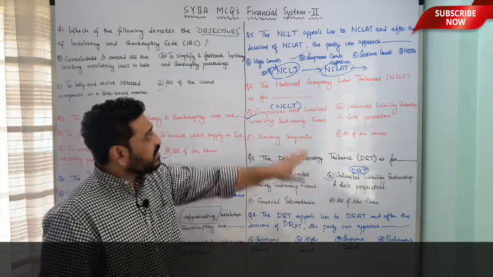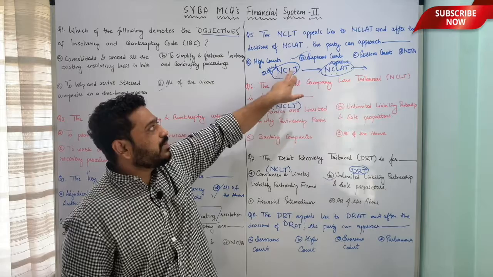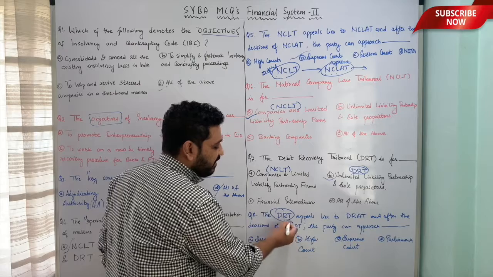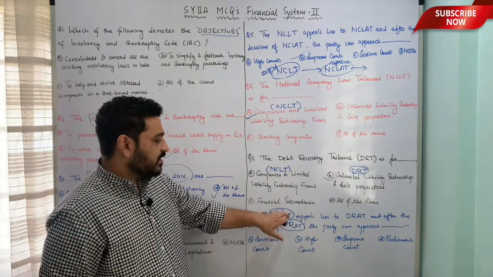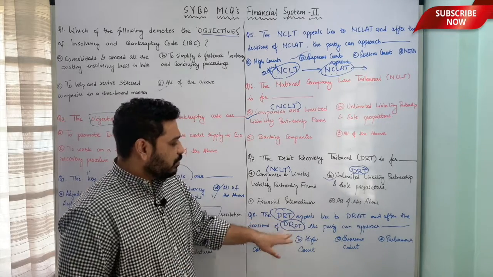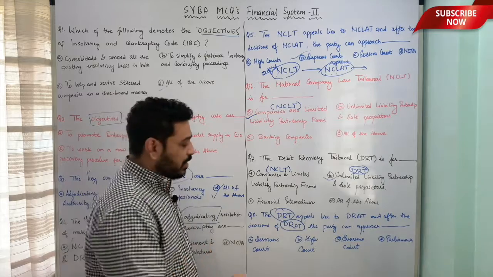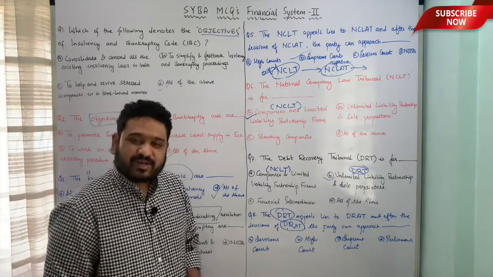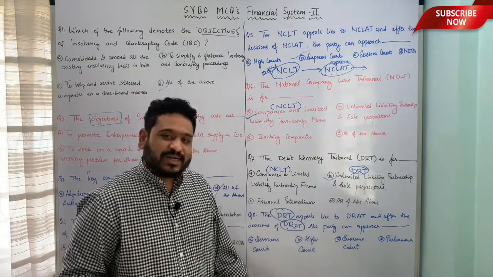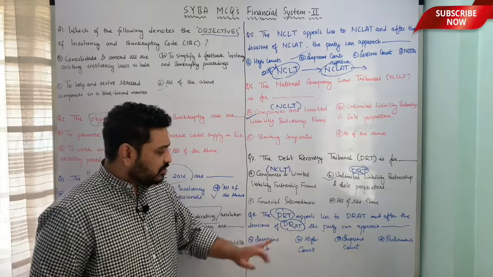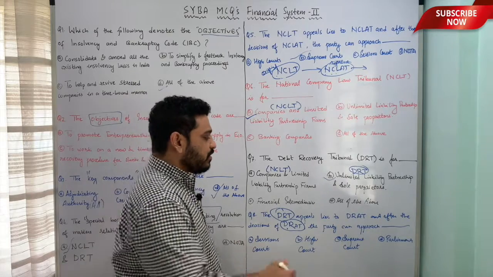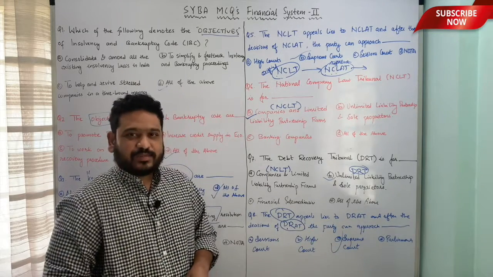In similar fashion to NCLT and NCLAT, there is DRT and DRAT, that is Debt Recovery Tribunal and Debt Recovery Appellate Tribunal. A similar sort of procedure. To whom will I go if I am not happy with the decisions made by the Debt Recovery Appellate Tribunal: A. Sessions Court, B. High Court, C. Supreme Court, or D. Parliament? If I am not happy with the decisions made by DRAT, I will move the Supreme Court. So option C, Supreme Court, is the correct answer.